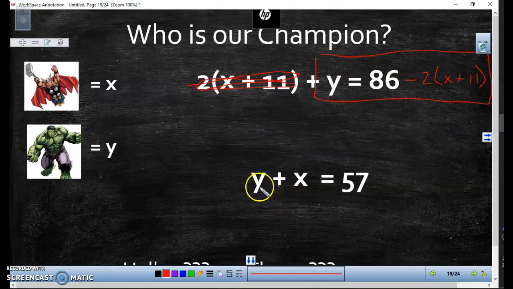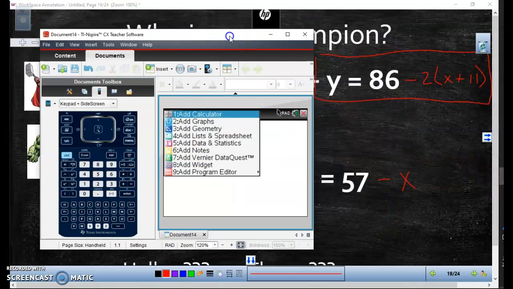Down here for the next equation, we want y by itself. Well, plus x is on the same side. So to get it on the opposite, we do the opposite. So instead of plus 6, or sorry, I keep saying 6. It's an x. So instead of plus x, we get minus x. It takes that one off, and we get y equals 57 minus x. Not sure where I got 6 from.